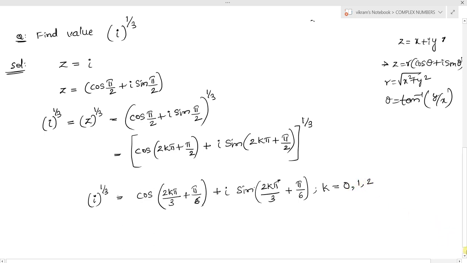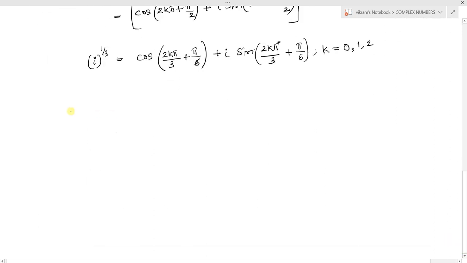Now if k is equal to 0, then we obtain the first root of the given i power 1 by 3. For k equal to 0, simply it is cos pi by 6 plus i times sine pi by 6, which is equal to cos 30, so root 3 by 2 plus i into 1 by 2. So this is the first root.